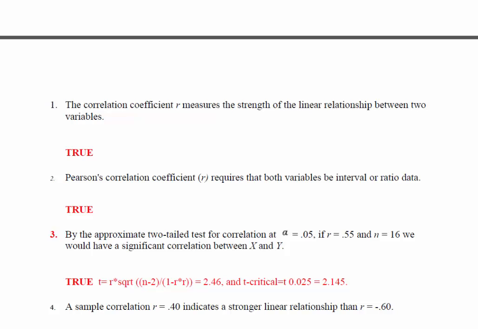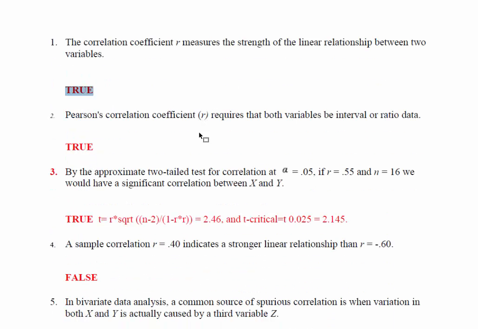First one, the correlation coefficient R measures the strength of the linear relationship between the two variables. That is true, because that's exactly what R does. That's from the definition.